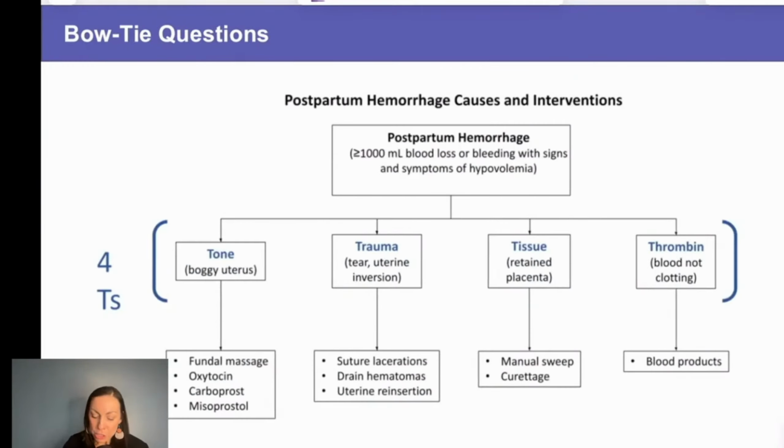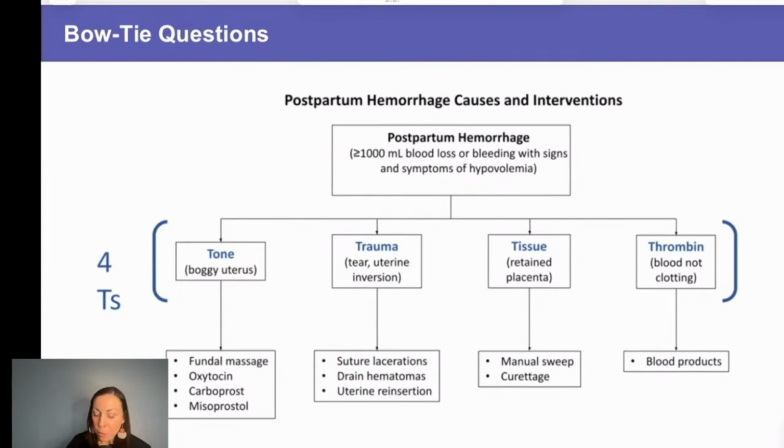Actually, let me show you this image that we have. These are, for postpartum hemorrhage, our causes and our interventions. There are 4 T's of postpartum hemorrhage. Tone, that's our boggy uterus. That's what we got going on, right? We have trauma. We have tissue or thrombin. Trauma would be like a bad tear that's maybe unrepaired. Tissue, retained placenta, and thrombin would be like our DIC. Trauma would also be our hematoma.